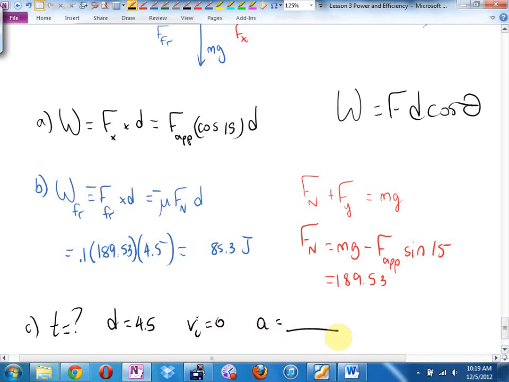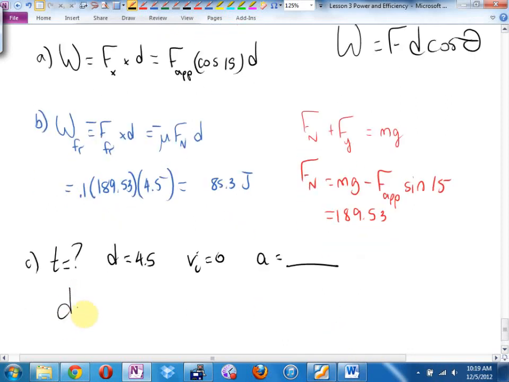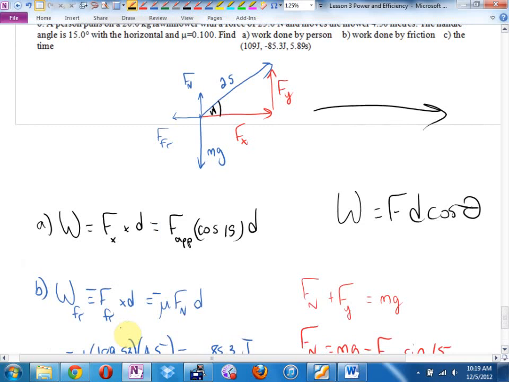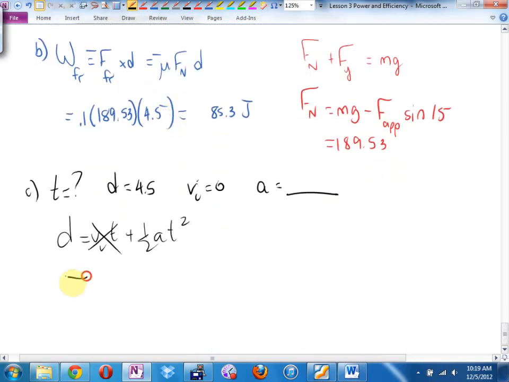You know what? If I can find the acceleration, I think then I can solve for T. How am I going to find the acceleration? Last unit, I gave you a lawnmower question on your test, which we're going to be going over in class in just a few minutes. Who's winning? Fx. Who's losing? Friction. So you're going to go winner minus loser equals ma.